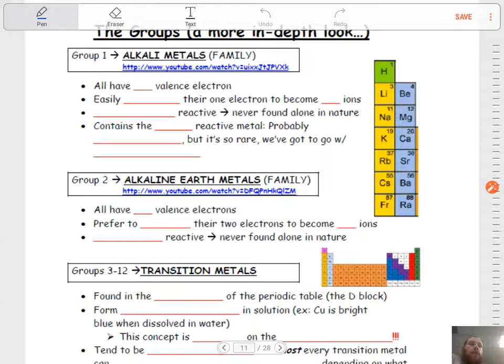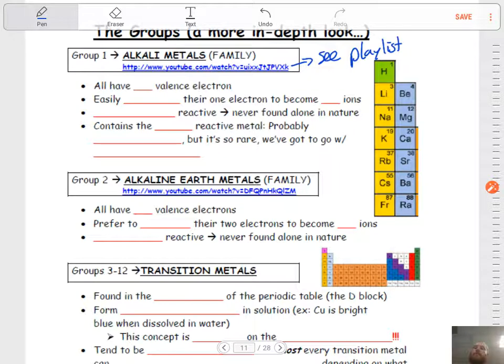Let's talk about groups more in depth. So group 1, you should know by now, alkali metals. For these other videos, go ahead and check the classroom. They should be in the Unit 4 section, as well as on my YouTube channel. They are under the Unit 4 playlist. Okay, so check those out if you haven't watched them already.